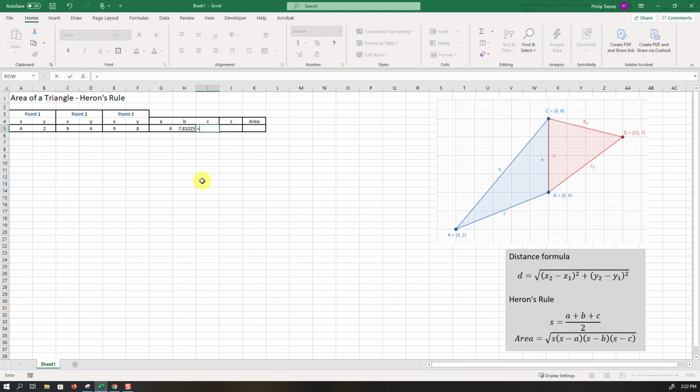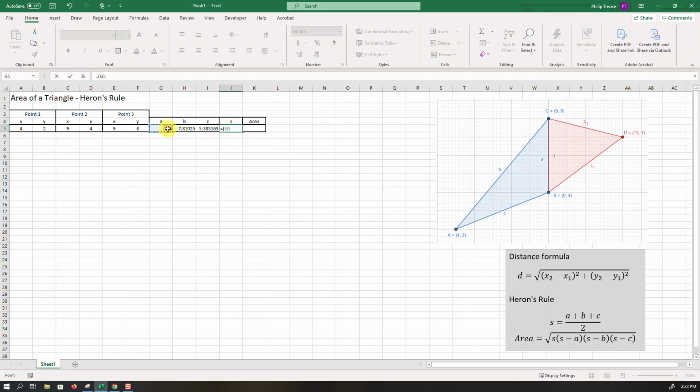Now, same trick. For edge C, we're focusing on the distance between A and C. Beg your pardon, between A and B. What was I talking about? Difference in the y values. And close the square root function. There's my distances.